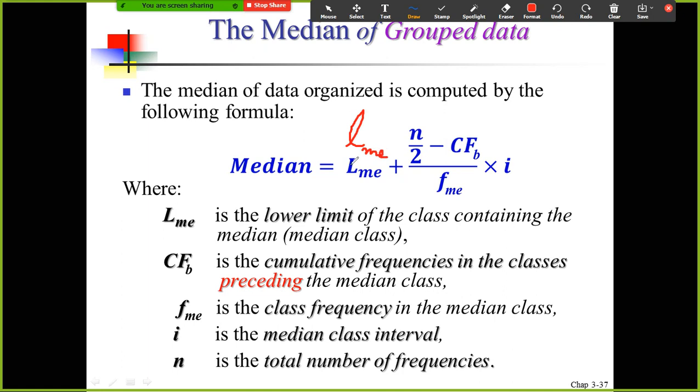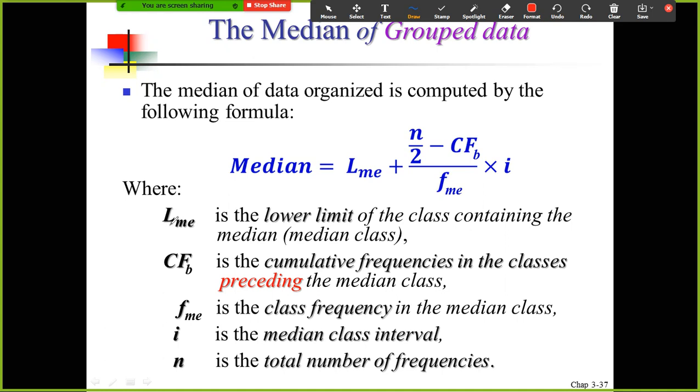When I use capital L, maybe you confuse it with the data set. But now we don't have a raw data set. That's why I use capital L instead of small l. If I have a raw data set, you will confuse capital L with the smallest value in our raw data set or ungrouped data set. But now we don't have an ungrouped data set. We have only a frequency distribution. That's why I put capital L.